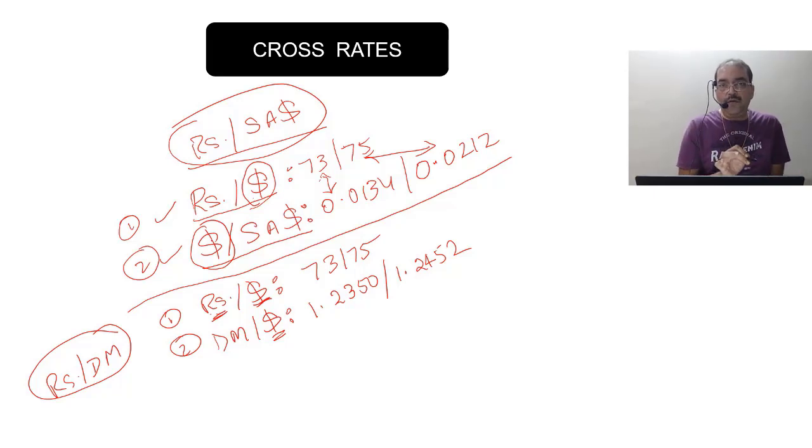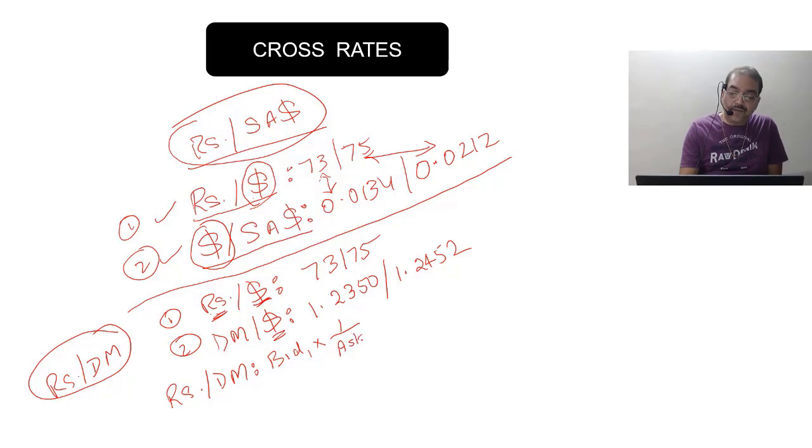The ending of the first was equal to the starting of the second. Now both are ending in dollars, both are ending in the same currency. In that case, what I do is, I say rupees to Deutschmark is equal to bid of the first into 1 upon ask of the second, reciprocal of the second, by bid of the second, sorry, ask of the first into 1 upon bid of the second.